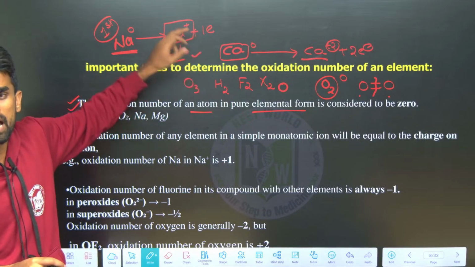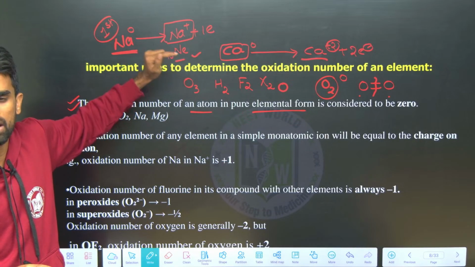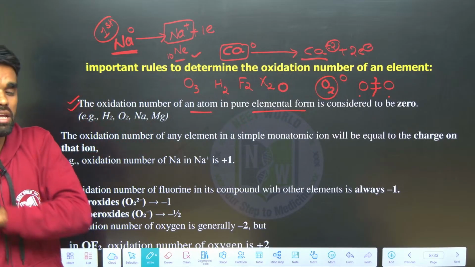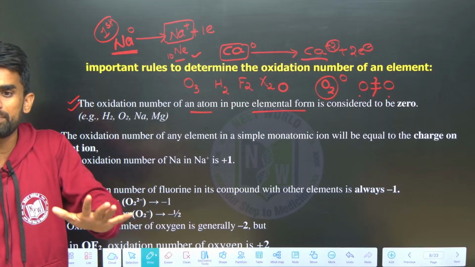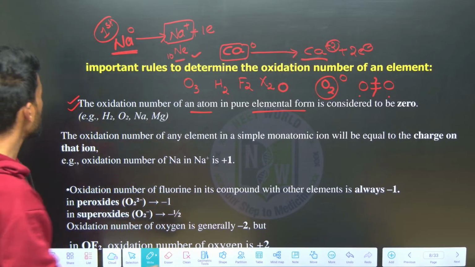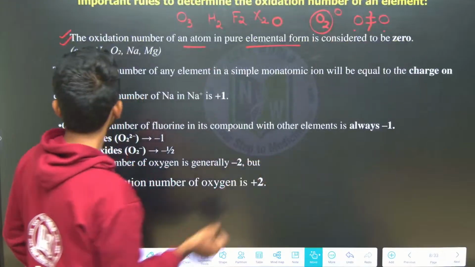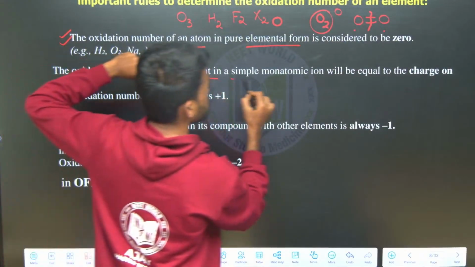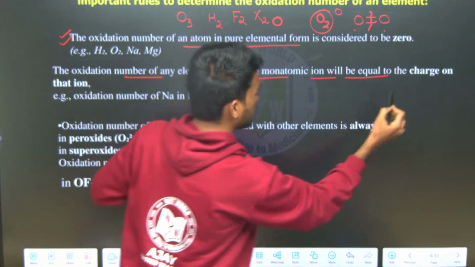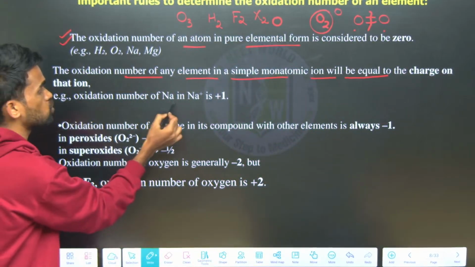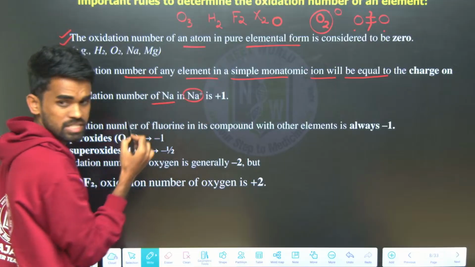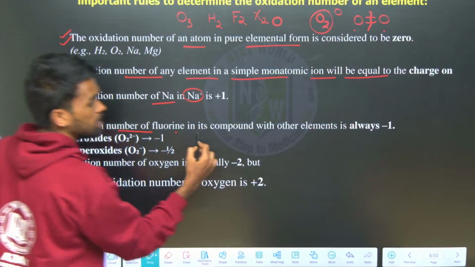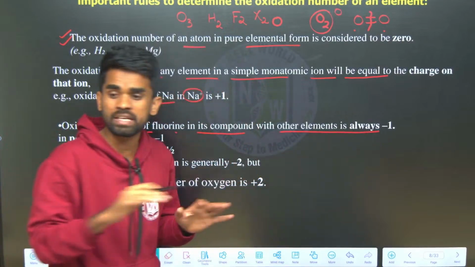So all the alkali metals will exist in which oxidation state? +1 oxidation state. Remember this. In any compound, the oxidation state of alkali metals will be +1. Next, the oxidation number of any element in a simple monoatomic ion form will be equal to the charge present on it. For sodium in Na+ form, what is the oxidation state? +1. Next, the oxidation number of fluorine in its compounds with other elements is always -1.